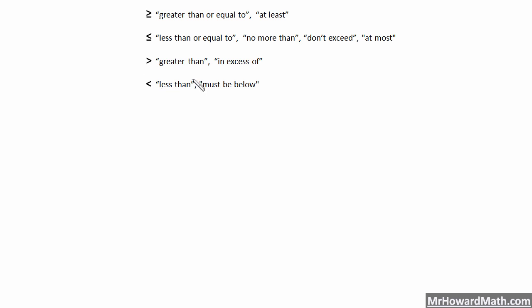Next, the less than symbol. One example of that would be must be below. So that means you can't even be at the number that you're talking about. It's got to be something below that, something less than that. It cannot be at the number or above. It must be below. Alright, let's look at some example phrases here and how we would write those inequality statements.